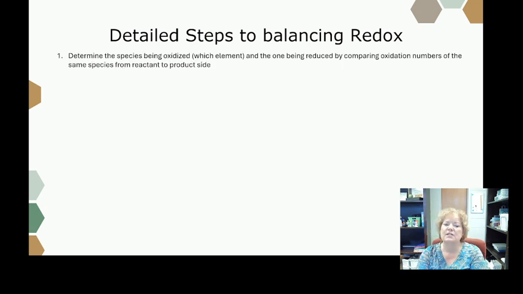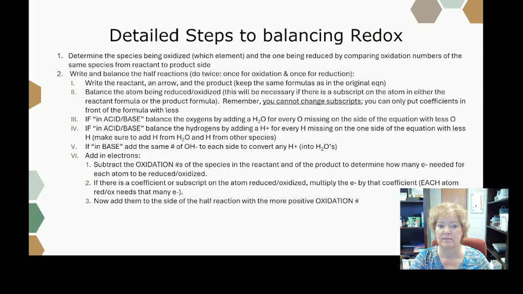I'm going to determine the species being oxidized and the one being reduced by comparing oxidation numbers of every single element in every single compound from the reactant to the product side. And I'll see one oxidation number is increasing, one is decreasing. That's how I identify my species. I will write and balance the half reactions. So I'm going to do this once for the oxidation and once for the reduction. We're going to write the reactant, an arrow, and the products.